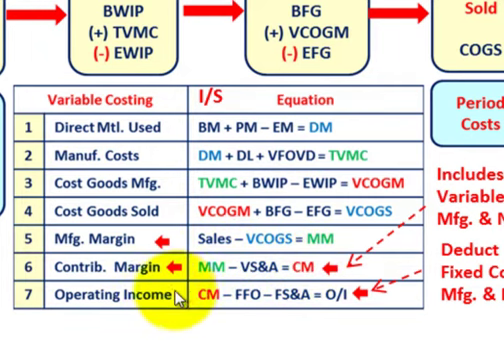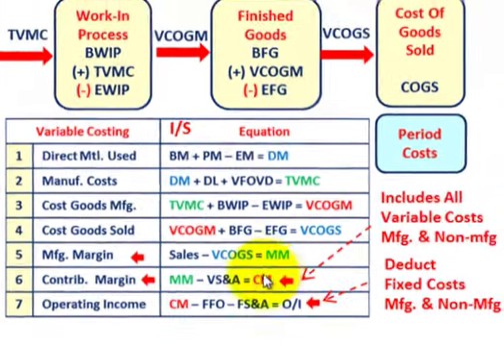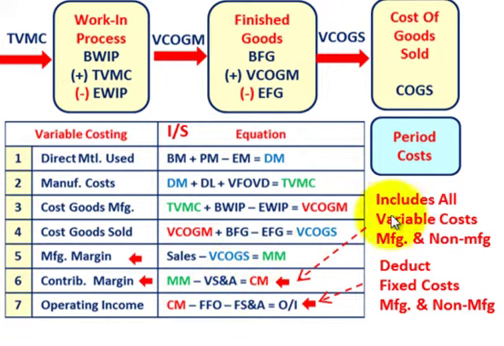And then your operating income is just taking that contribution margin, and now we have to subtract out the fixed factory overhead and the fixed sales and administrative expenses from the contribution margin. That gives us our operating income here. So you see this contribution margin includes all the variable manufacturing costs and non-manufacturing costs. We have to subtract out those non-manufacturing variable costs from our manufacturing margin.